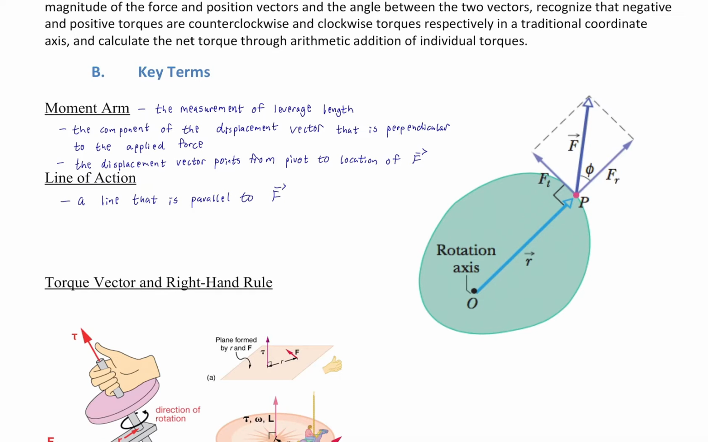Now the line of action is just a line that is parallel to F, simply put. It's more like an axis than a vector, and it just runs parallel to the force vector, that applied force. What it does is it assists in drawing the right triangle that shows which component of R is perpendicular to F. All right, so here's that displacement vector, the one that was mentioned.